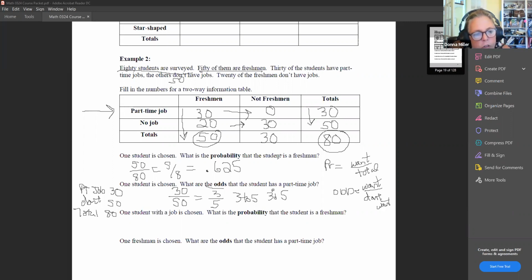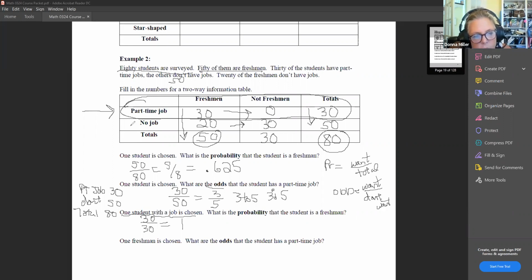One student with a job is chosen. So what that means is once they specify something like that, I'm only looking at this row right here, all right? Only students who have jobs, there's 30 of them. What is the probability that the student is a freshman? Well, there's 30 freshmen out of 30 people who have part-time jobs. So that's pretty much 100%. So that's going to be 1, okay? So when they specify something real specific like this, you only look at that category, okay?